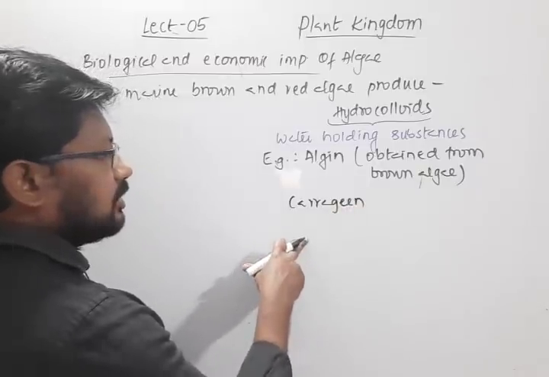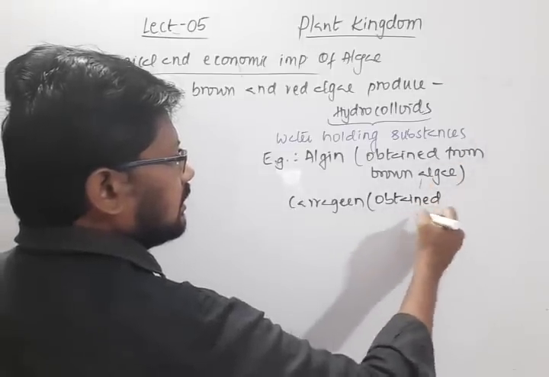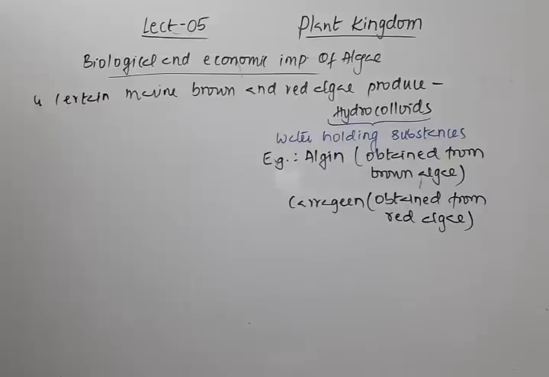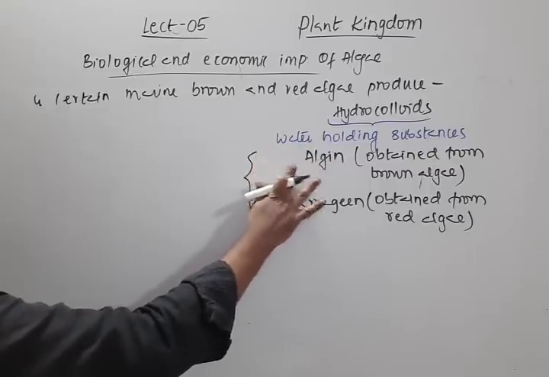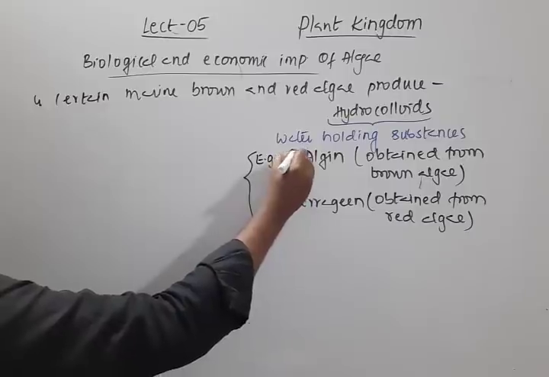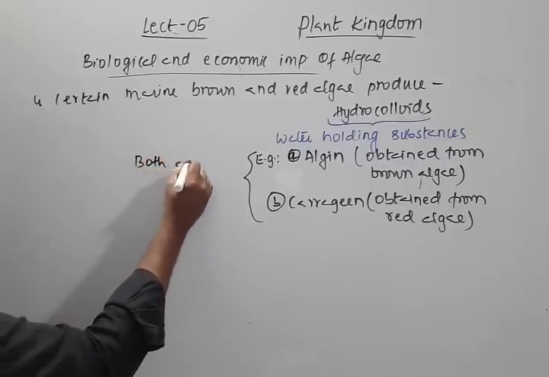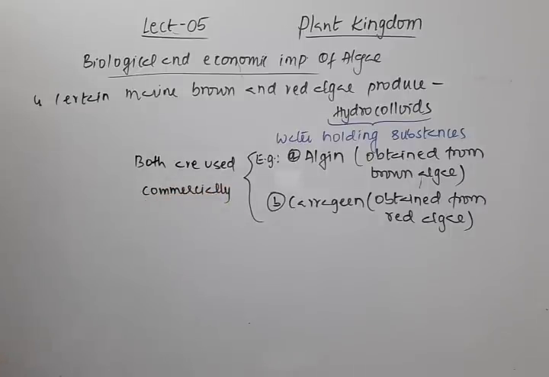So and another substance called carrageen. This is also a hydrocolloid substance, and this is obtained from red algae. So those are hydrocolloid substances that we obtain from marine brown and red algae. So these two substances, algin and carrageen, both are used commercially.